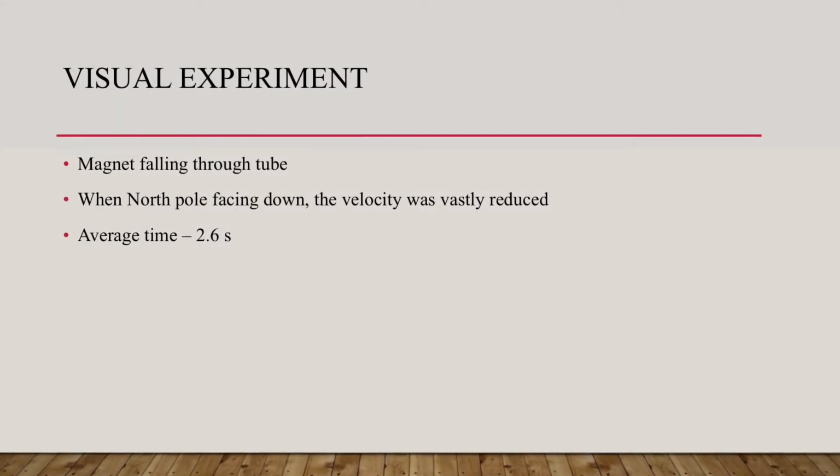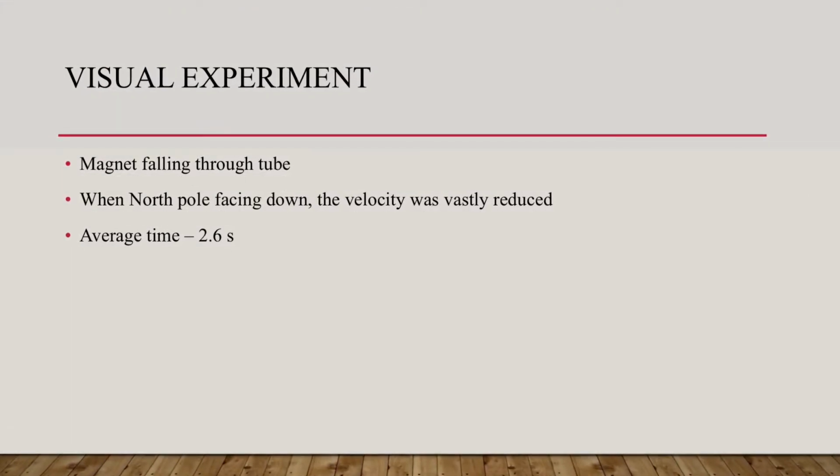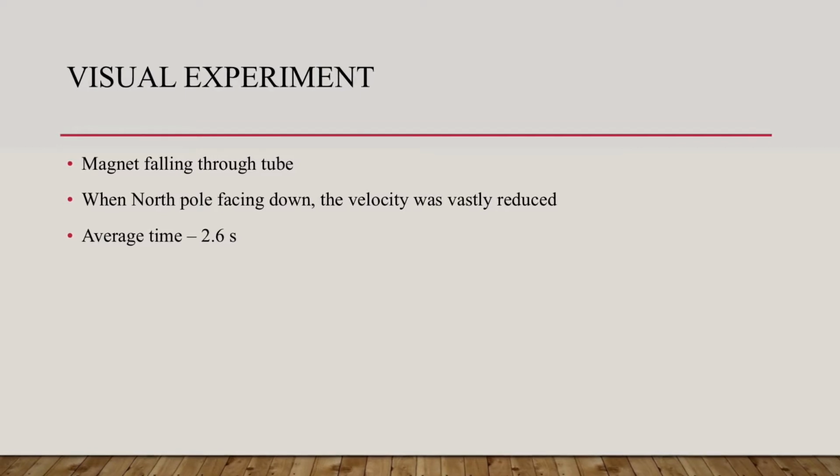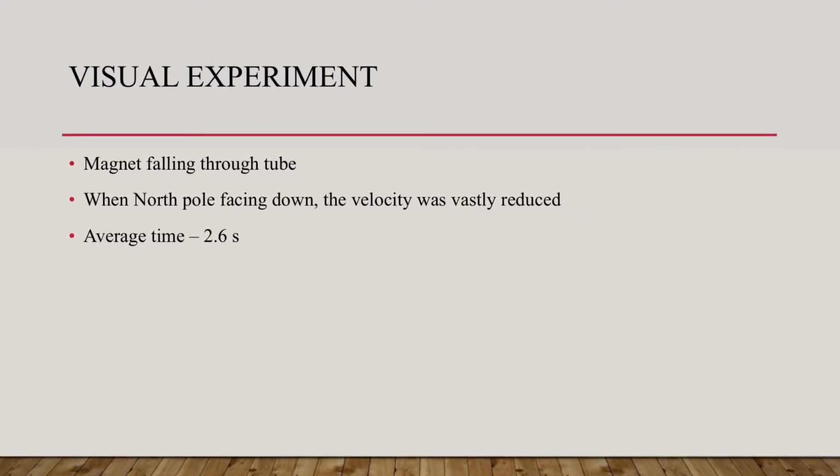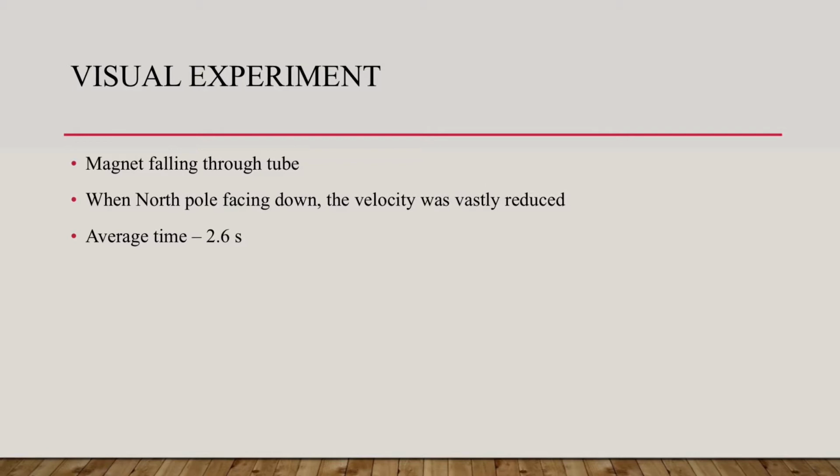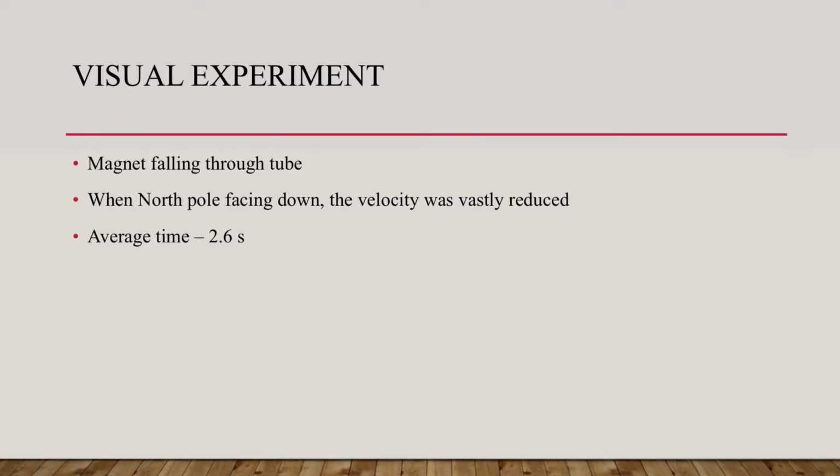In the experiment visually, the magnet can be seen falling down the tube. When the north pole was facing down, the velocity of the magnet was greatly reduced. The average time it took to fall was 2.6 seconds.